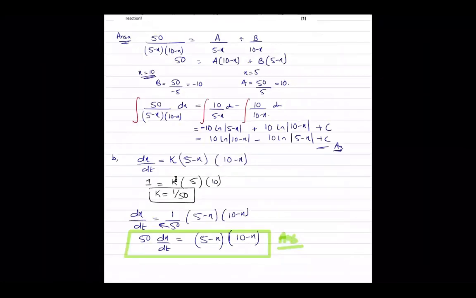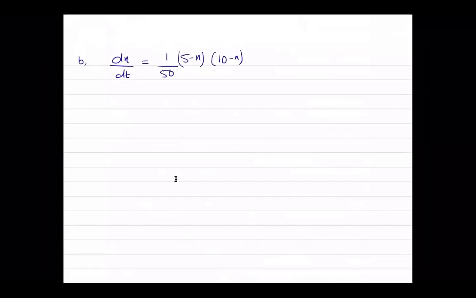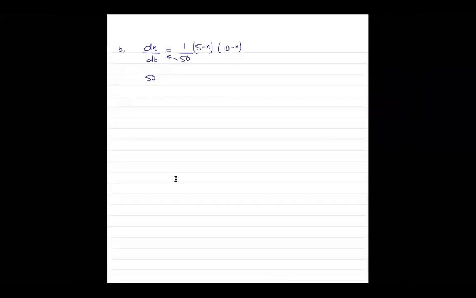Solve this equation giving x in terms of t. So the differential equation is dx upon dt equals to (5 minus x) times (10 minus x) times 1 upon 50. That was the differential equation. If I take 50 on that side, I'm going to get 50 upon (5 minus x)(10 minus x) dx equals to 1 times dt.